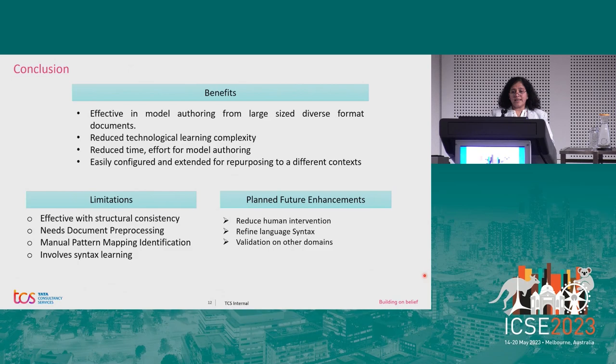On the limitation front, I would like to say that doc2model is effective only if there is good structural consistency in the documents. And if it is not, then probably either you have to pre-process the document or you have to write multiple patterns for information extraction.